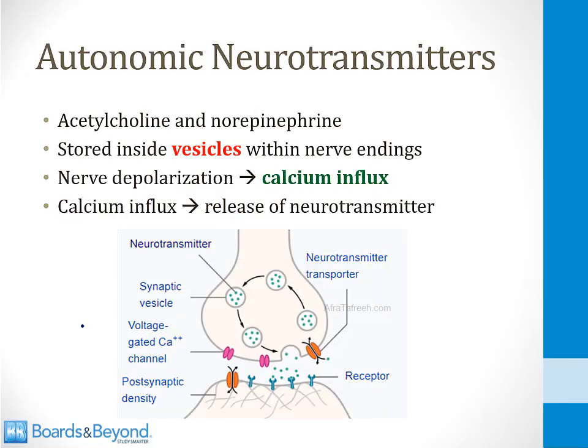In this video, we're going to talk about the different receptors used by the autonomic nervous system, but before we get to that, let's talk about the neurotransmitters that are used by the autonomic system. As you know, if you've watched the video on the autonomic nervous system in general, the two major neurotransmitters are acetylcholine and norepinephrine. Both of these neurotransmitters are found in nerve endings stored inside membrane-enclosed structures called vesicles.